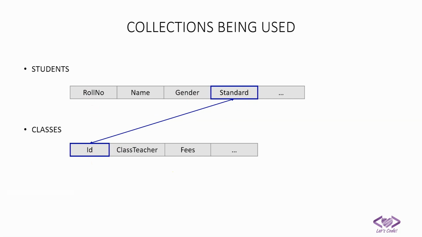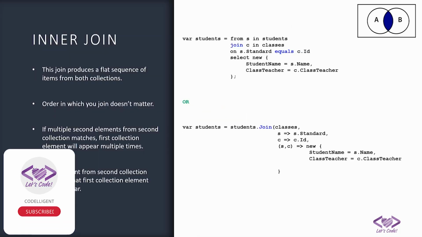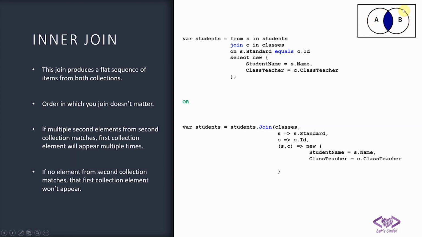With this understanding, let's look into inner join. What exactly is inner join? You can see on the right side there is a Venn diagram. If there is a collection A and a collection B, inner join gives you the common items. That means if you have a particular property which you are using for joining these two collections, only the ones which are matching will be returned. This join produces a flat sequence of items. I'll explain what that looks like in the demo.